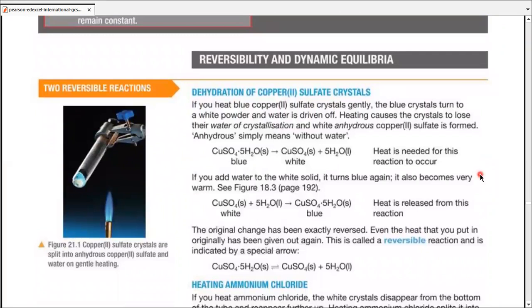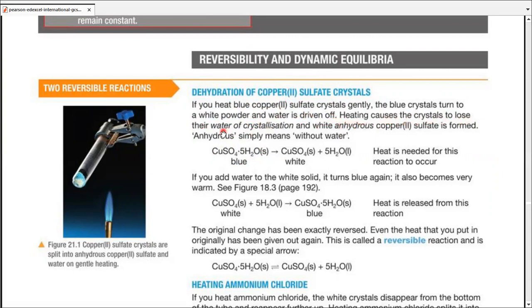Now, in case of taking an example for reversible reactions, we usually go with dehydration of copper sulfate crystals. This is the easiest of the examples, and that can easily be performed in the lab too. Now, if you heat blue copper sulfate crystals of the formula given over here, the blue crystals turn to white powder. Water is driven off in the form of steam.